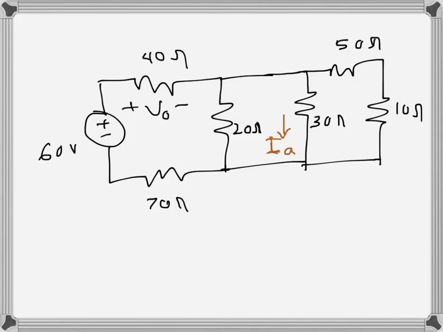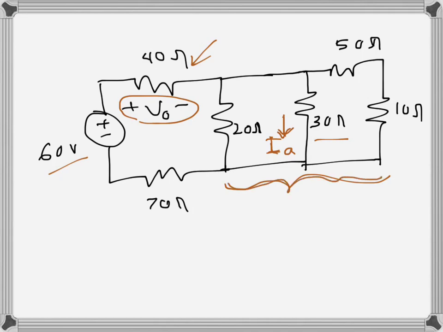Okay, so for this circuit we have to find V naught here, which is unknown, and the current through the 30 ohms resistance, which is IA. So these two we have to find. First, we know the voltage source here. I will try to find the equivalent resistance of these ones, and then I will use the voltage divider rule to find the voltage drop here. So I want the equivalent resistance of all these three branches.